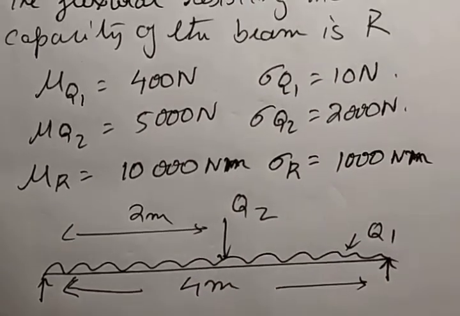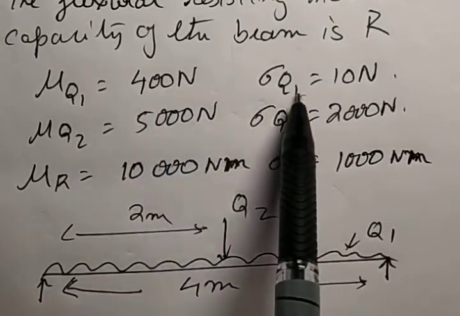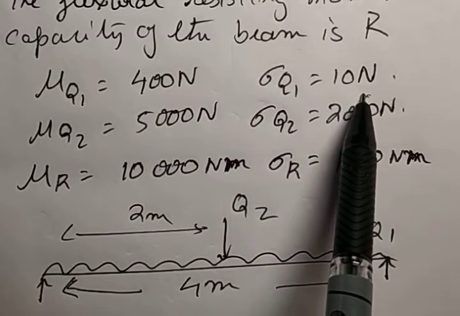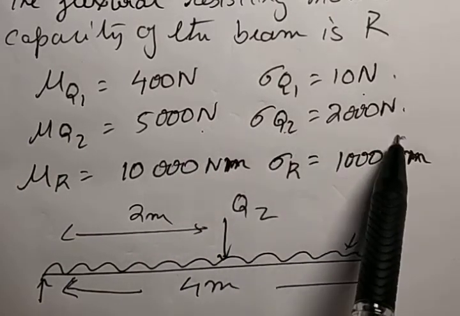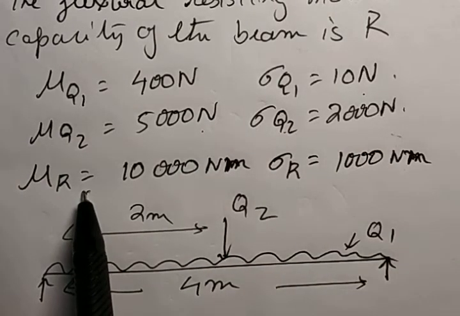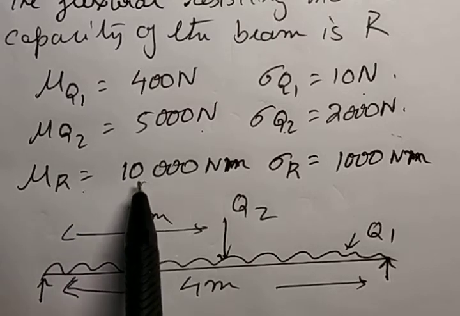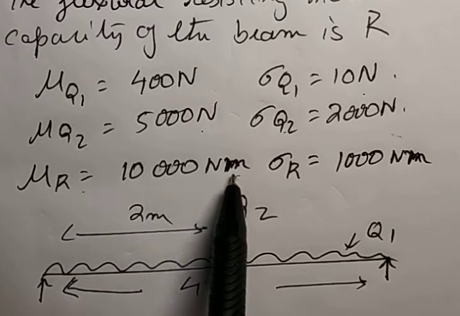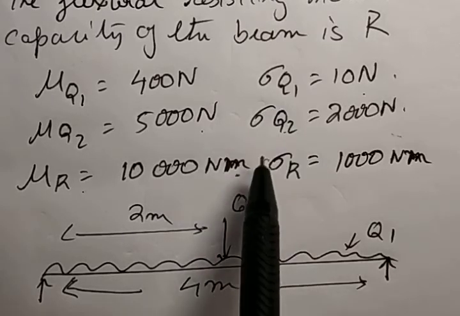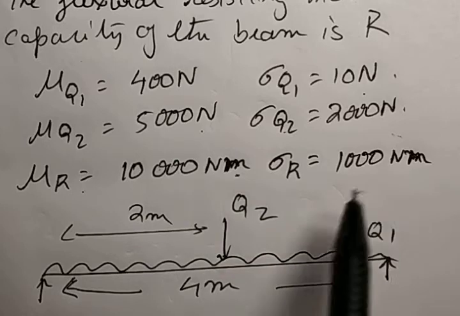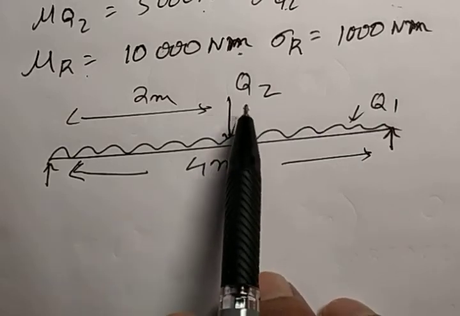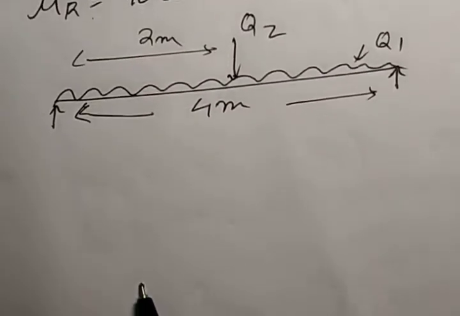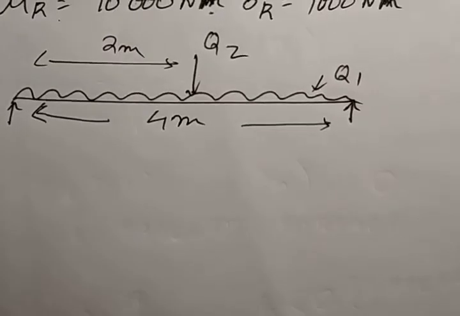So mean value of Q1 is 400 newtons, the standard deviation of Q1 is 10 newtons, mean value of Q2 is 5000 newtons, the standard deviation is 2000 newtons. The mean value of R, the resistance of the beam, is 10,000 Newton meters because it's a moment, and the standard deviation of R is 1000 Newton meters. So this is the problem that we have here. Q1 is the self weight and Q2 is the point load. Now how do we move about this?